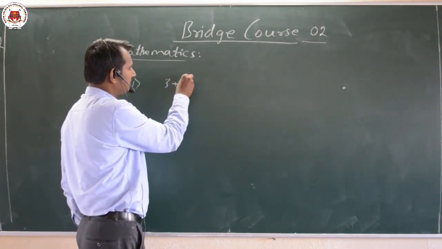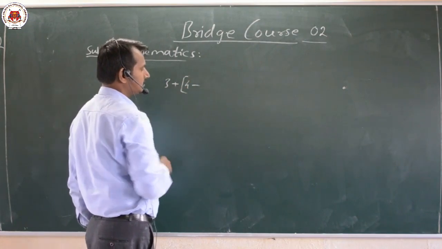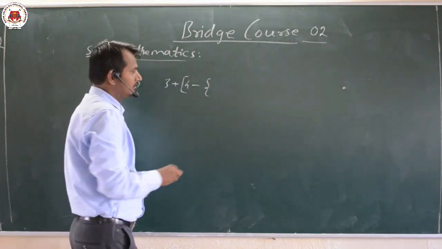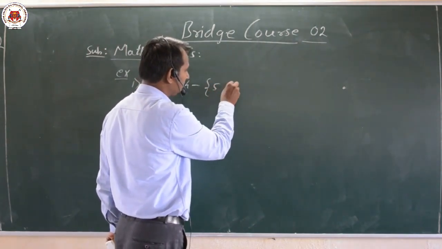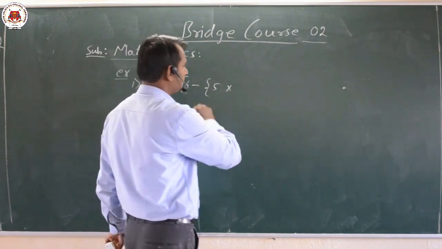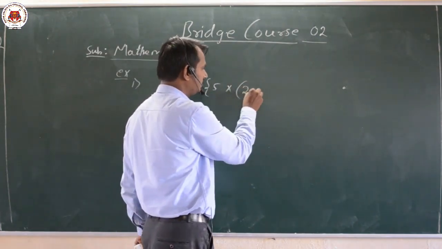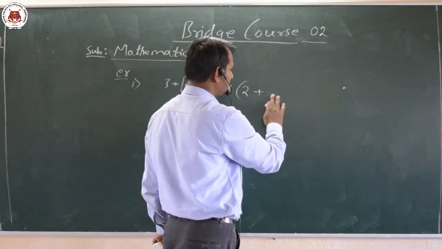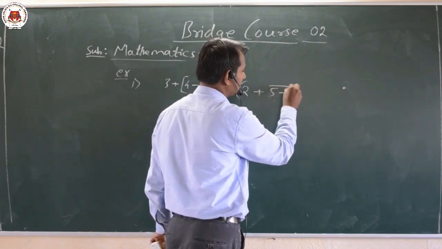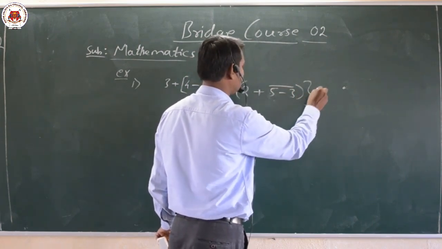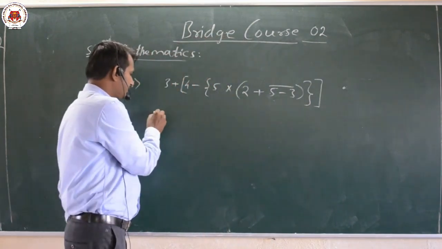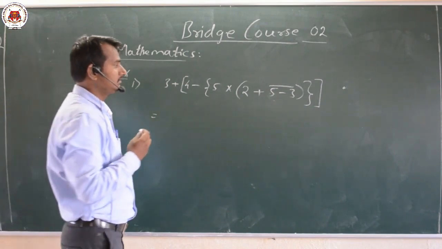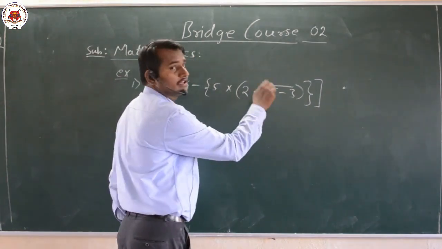For example, 3 plus 4 minus, then I will take the flower bracket, 5 into, then the round bracket 2 plus 2 plus 5 minus 3, where the bar over 5 minus 3 is our vinculum. Now pay attention. Systematically we will solve one by one. First we will solve the vinculum, which is the innermost.